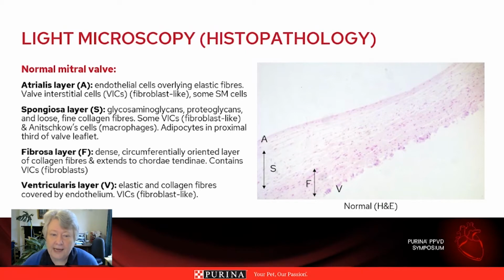Then we have our fibrosa layer, where we have very dense, organized collagen fibrils with lots of cross-linked mature collagen that's circumferentially arranged around the valve on more of the ventricularis side, and these continue into the chordae tendineae. And then finally we have our ventricularis layer, where we have our endothelial cells overlying some elastic and collagen fibers, again with occasional valve interstitial cells as we talked about. So this is what it should look like, this nice distinct laminated structure.